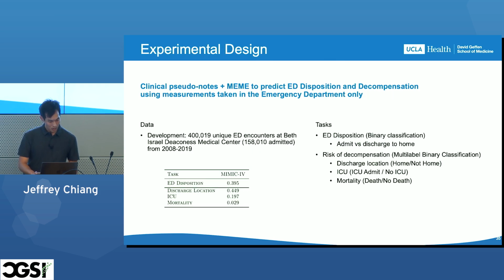We use the MIMIC data set to develop and validate this model with the following tasks: looking at whether a patient would be sent home versus further admitted into the hospital, so ED disposition. And then we also looked at decompensation, so if they were admitted, would they further decompensate throughout their stay.